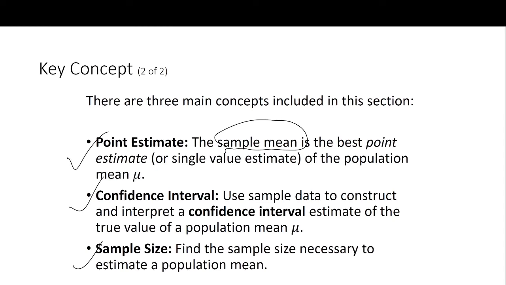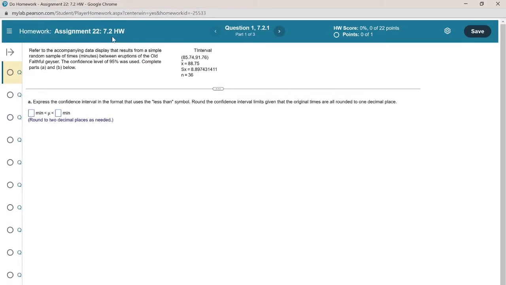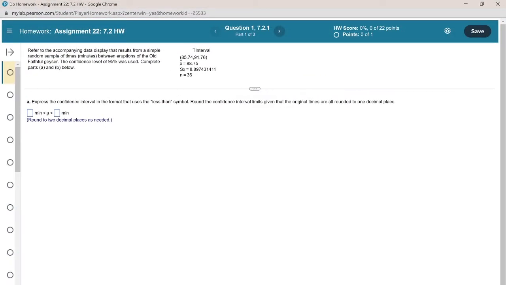So let's see some of the problems from this section. Okay, this is the section. In this problem, we just have to look at the data given here and answer the question. Refer to the accompanying data that result from a simple random sample of times in minutes between eruptions of the Old Faithful geyser. The confidence level of 95% was used. Complete parts A to B.